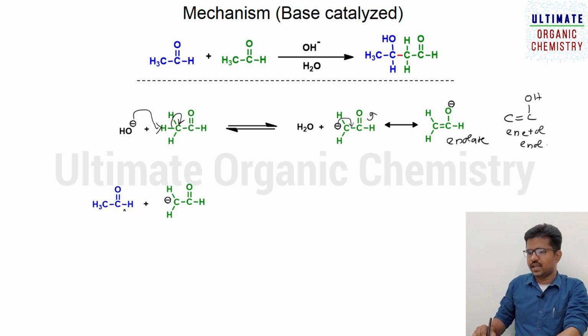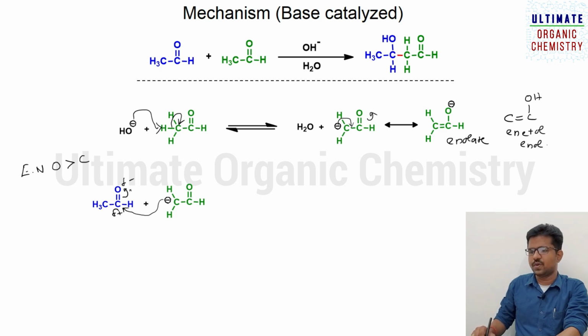Acetaldehyde has partial positive and partial negative charges on the C double bond O. It will polarize like this because oxygen is more electronegative than the carbon atom, so this electron will move towards the oxygen atom. As a result, a slight positive charge is generated here. So as usual, the negative charge will be attracted towards the positive center, and it will attack here.